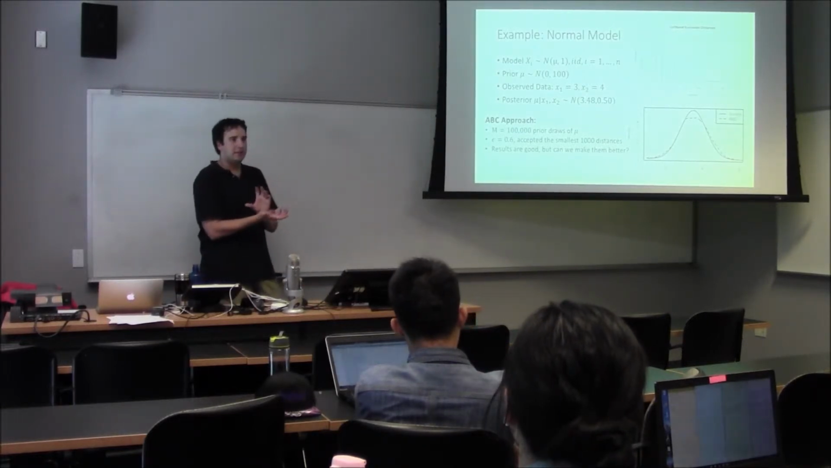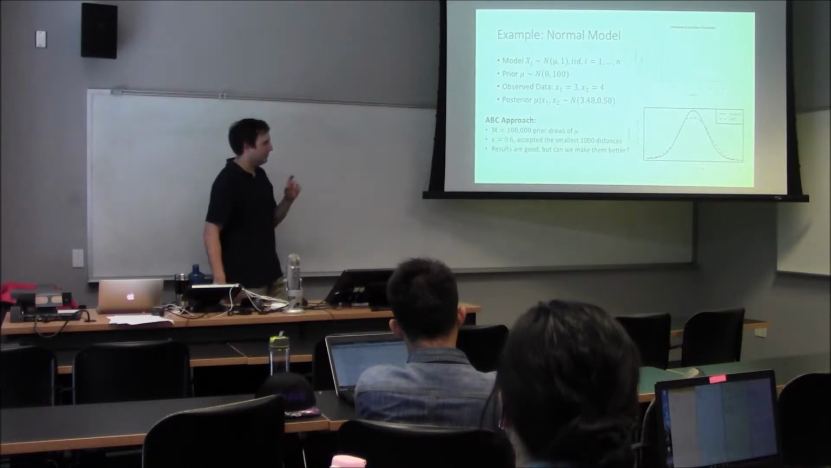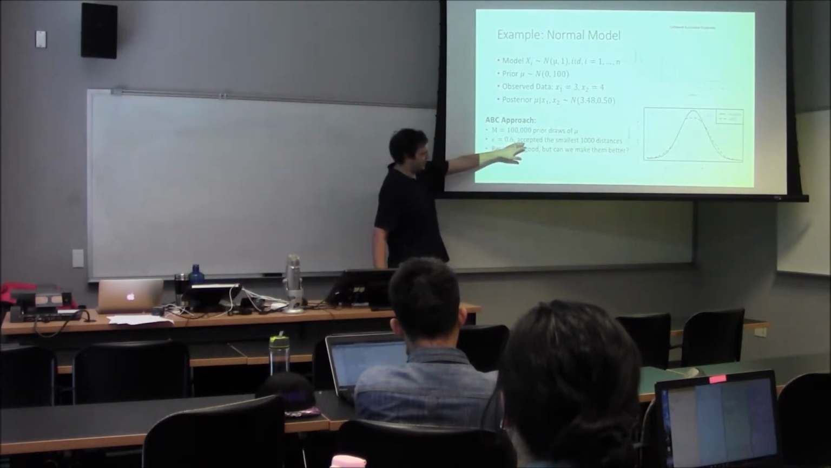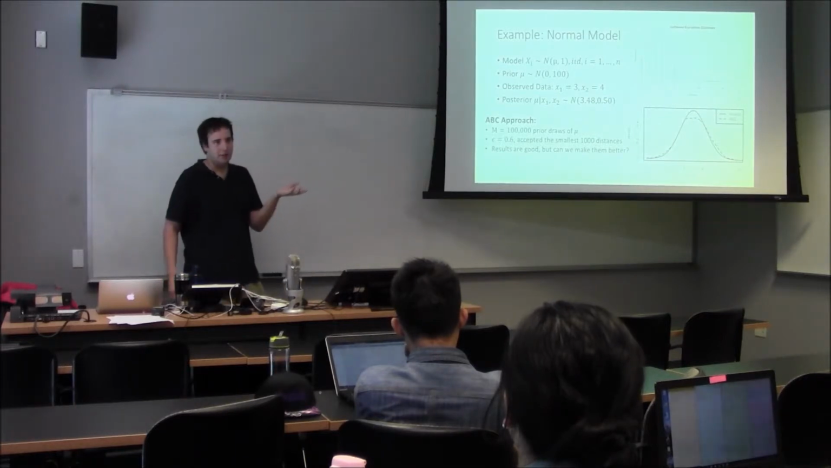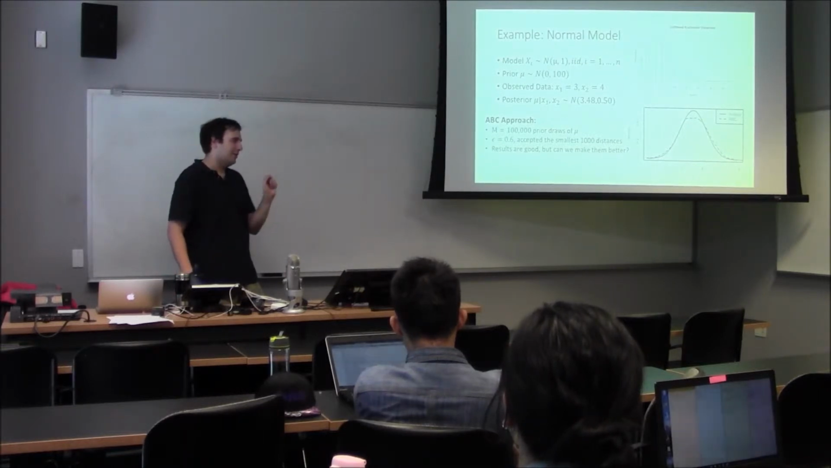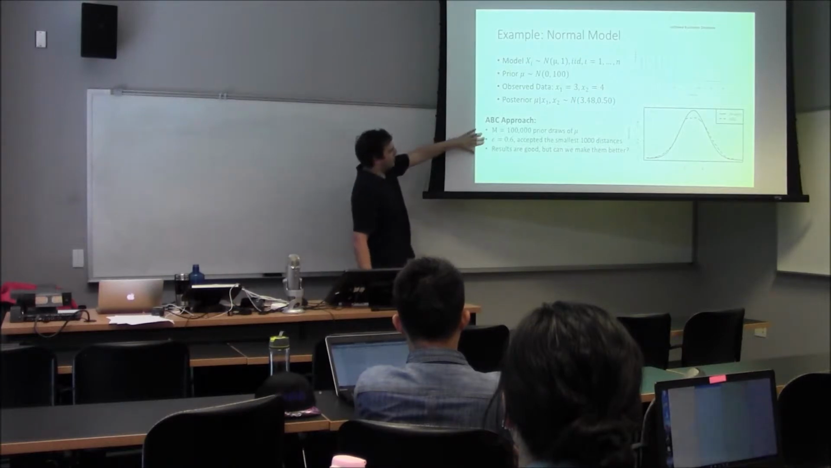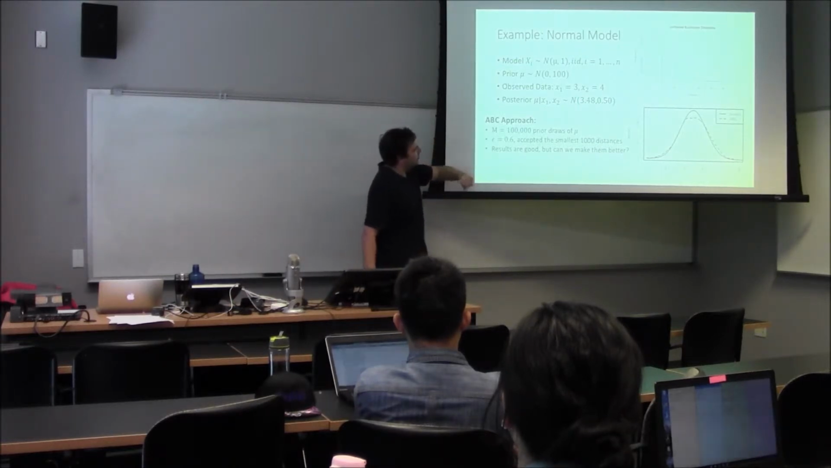Technically, I did this as being implicitly defined, because what I'm actually doing is accepting the smallest 1,000 distances. That's a very common technique. It's not necessarily the best thing in the world, but it's a simple kind of thing. You don't have to sit there changing epsilon, but it's still not perfect. But let's see what we get.